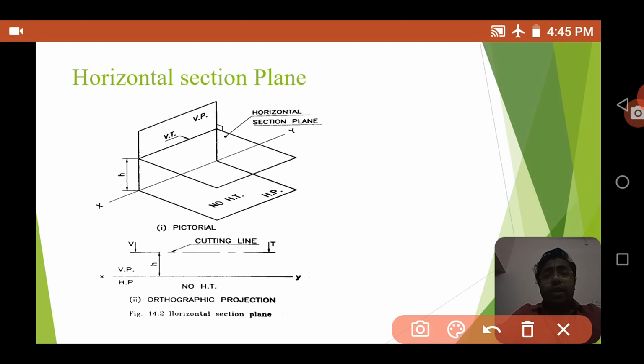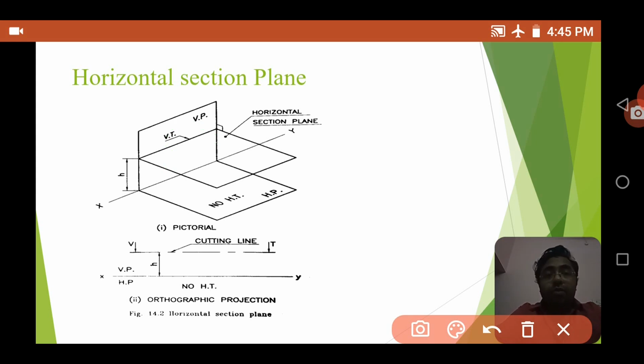When a line is perpendicular to a plane and meets it at some point, that point is known as a trace. That is why, when one of the edges of the plane meets the vertical plane, we say it is a vertical trace. And you can see there is an xy line, which separates the vertical plane and horizontal plane. This is about the pictorial.